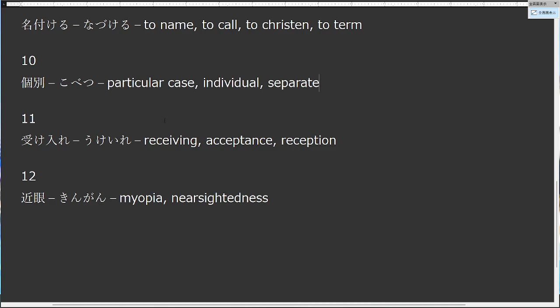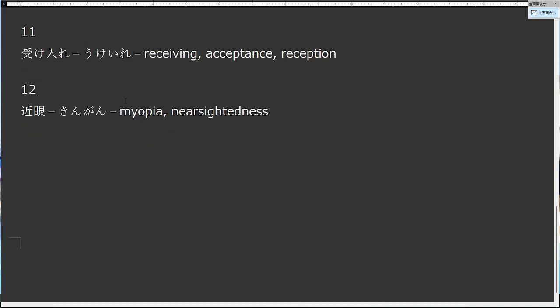Kobetsu. Number 11 is ukeire. Ukeire is our new noun for receiving, acceptance, or reception, with ukeru on the left side for receiving and ire on the right side for putting into or entering. So think of it as putting it on your schedule. Ukeire is to take in or receive and place in one's repertoire, if you will. Ukeire is receiving, acceptance, or reception. Ukeire desu.